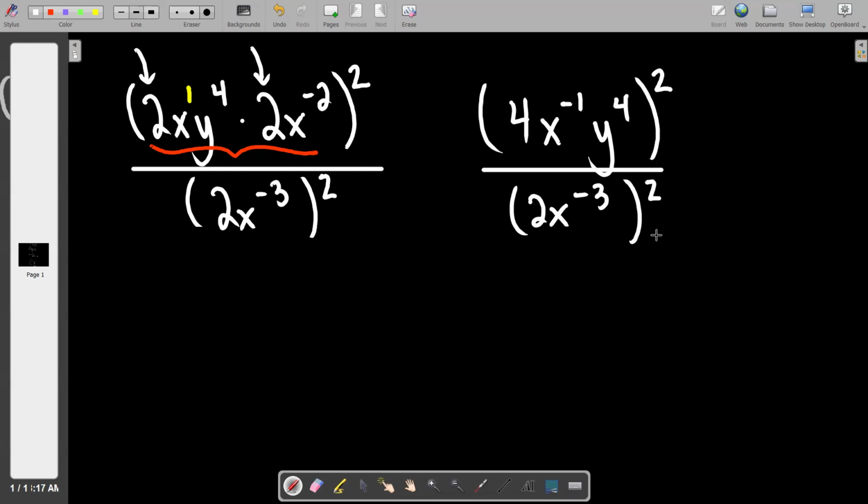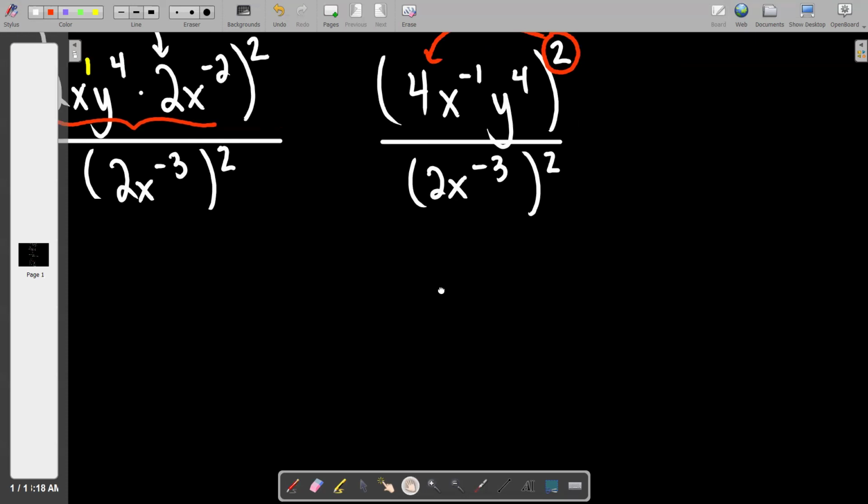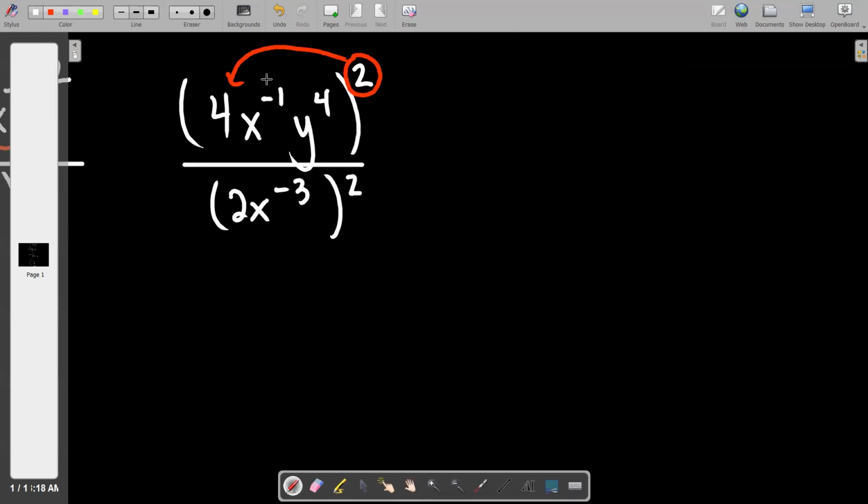So on the top, every time you're ready to say, okay, I'm going in, you have to ask yourself, how many jobs does this exponent have to do? And the answer to that is how many entities are inside? 3, right? There's a 4, there's some x's, and there's some y's. So the 2 has triple duty. The 2 says, first, I'm going to go to this 4. And what is 4 to the second power? Nice job, 16.